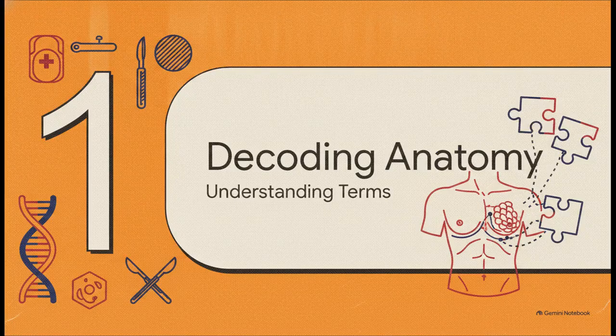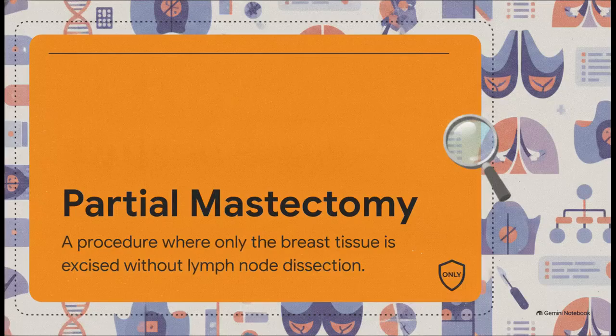Section 1. Decoding the anatomy. Okay, let's break down the first half of our surgical equation, the partial mastectomy. Our source text is actually incredibly precise about this. It defines a partial mastectomy as a procedure where only the breast tissue is excised. Did you catch that? The absolutely crucial word there is "only." We're talking strictly about the breast tissue itself, nothing surrounding it, nothing systemic. Establishing that exact anatomical boundary is step one for us.